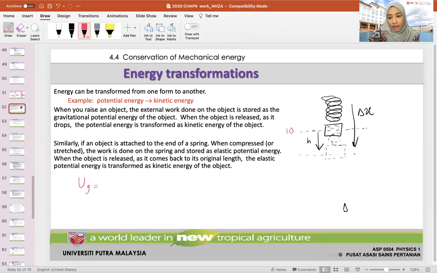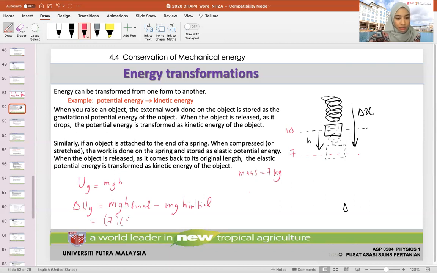Now it is at a height of 7, let's say. So mgh is our equation. If there is a change in UG, it becomes mgh final minus mgh initial. And let's say the mass of the object is 7 kilograms. So let's put 7 times 9.81, and our final is 7 meters. And then 7, 9.81, and this is our initial, which is 10.